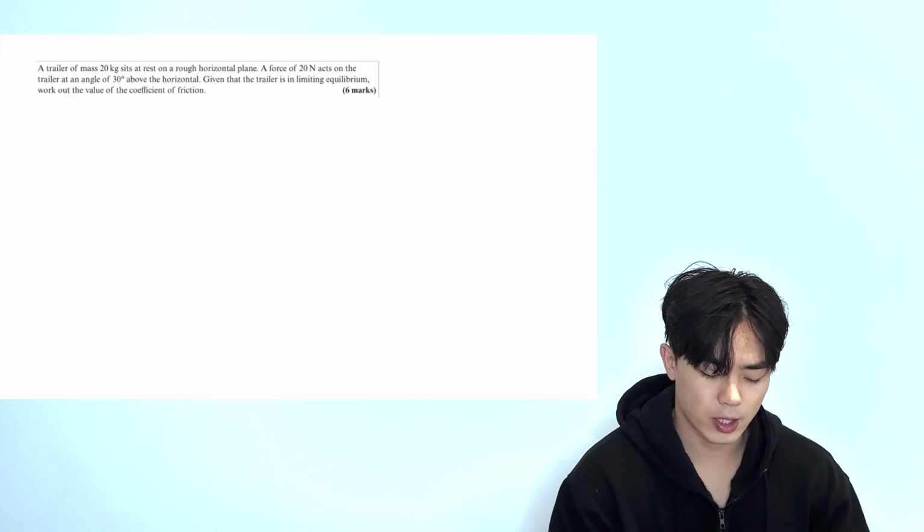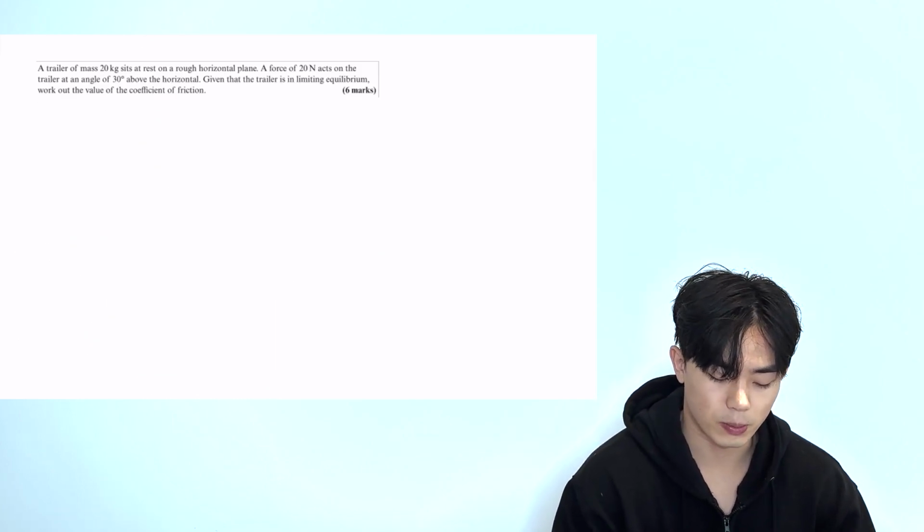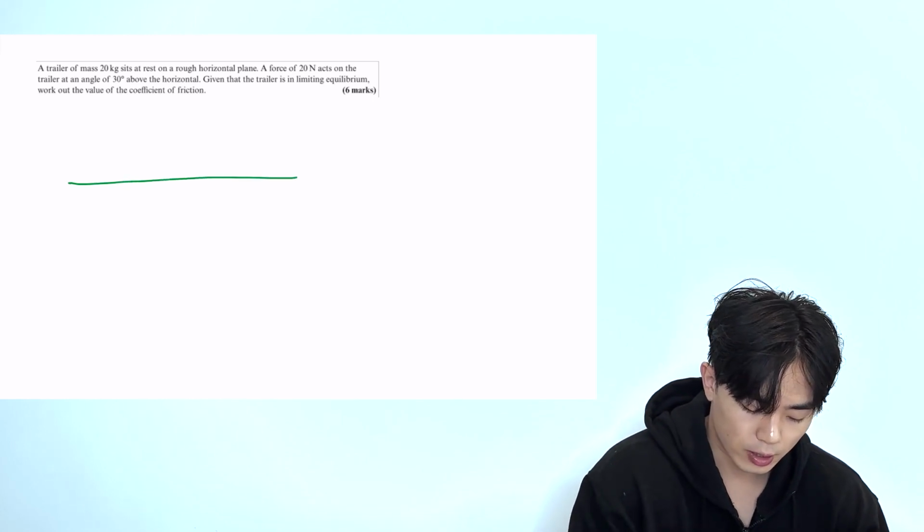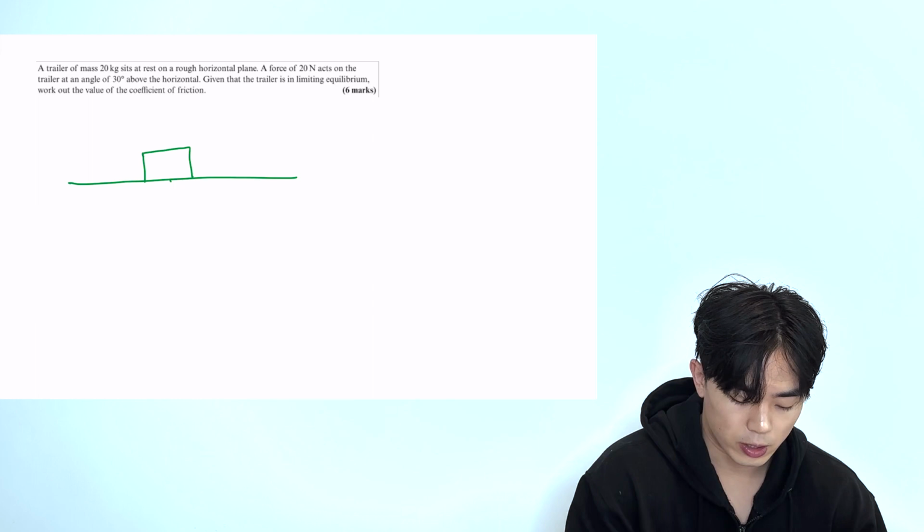So a trailer of mass 20 kilograms sits at rest on a rough horizontal plane. So let's go by drawing it first. There's a horizontal plane, like here. Its weight is 20g, and we've got its reaction force going upwards.